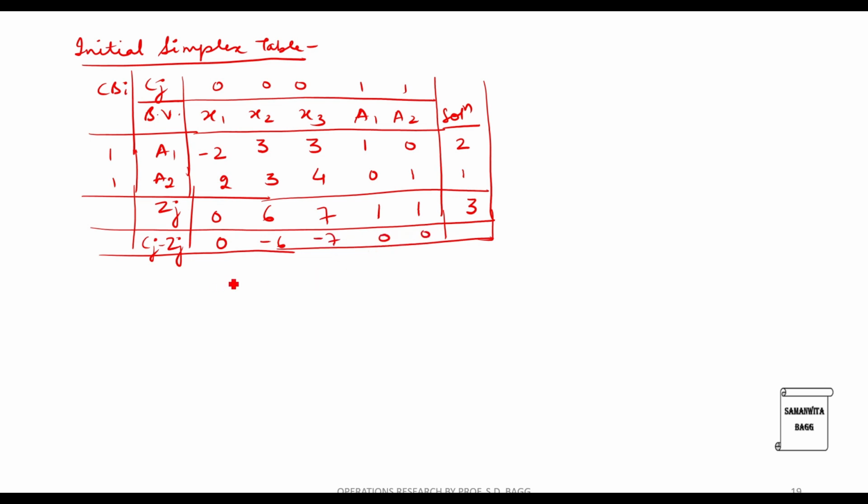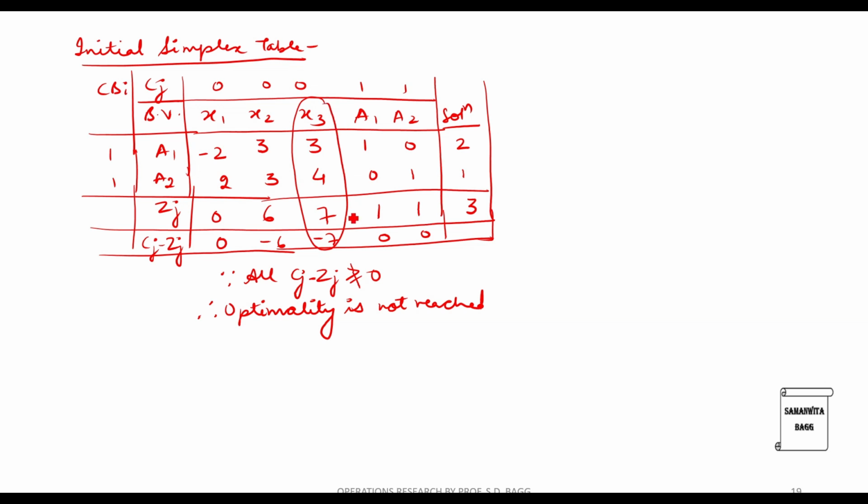Now since the problem is minimization type, these values should be greater than or equal to 0, which it is not. Therefore, optimality is not reached. The minimum negative value over here is minus 7. So we are choosing this as the entering variable.